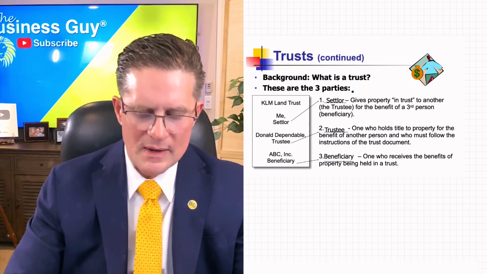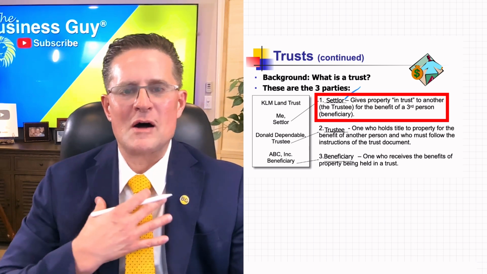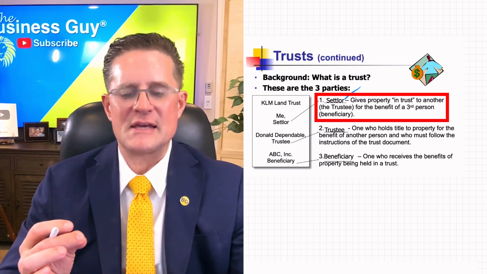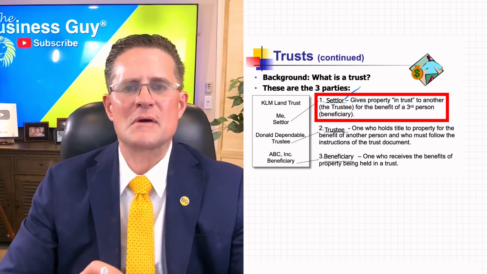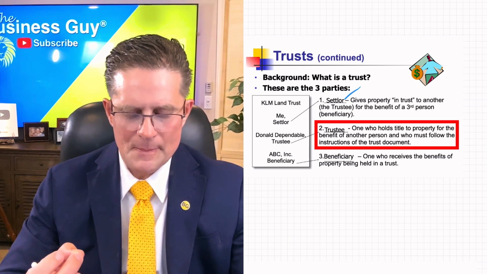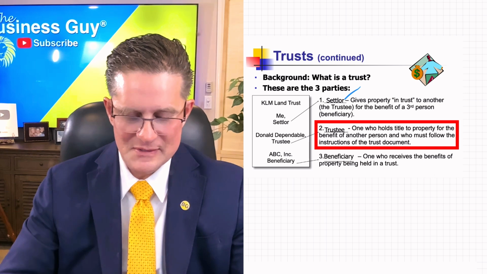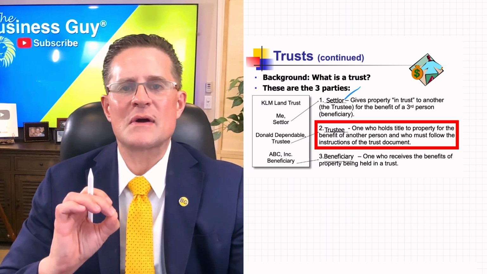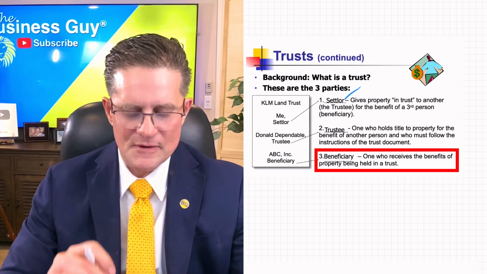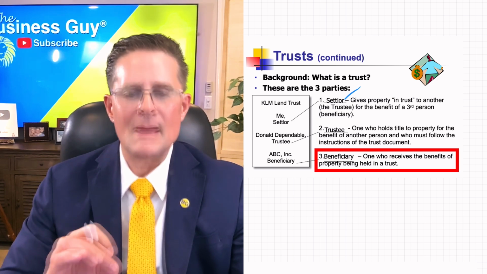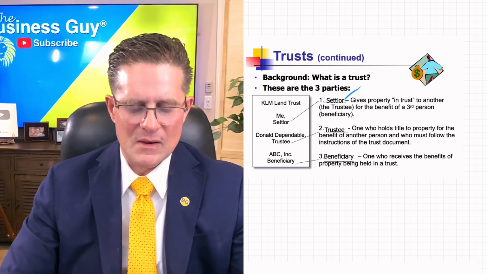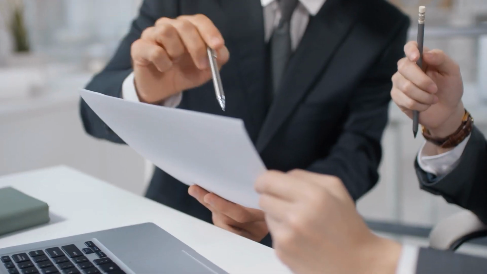A trust has three parties, the settlor or grantor, and that's the one who calls us and has us set up a trust. They give the property in trust to another person, the trustee, for the benefit of a third person, a beneficiary, which may or may not be themselves. There's also the trustee who holds the title to the property for the benefit of those beneficiaries and who also must follow the instructions of the trust document. So they can't just do whatever they want, they have to follow the instructions of the trust. And finally, the beneficiary, the one who receives the benefits of the property being held in the trust. Most trusts that we set up, the people who call us are both the settlors and the beneficiaries of the type of trust we set up the most.